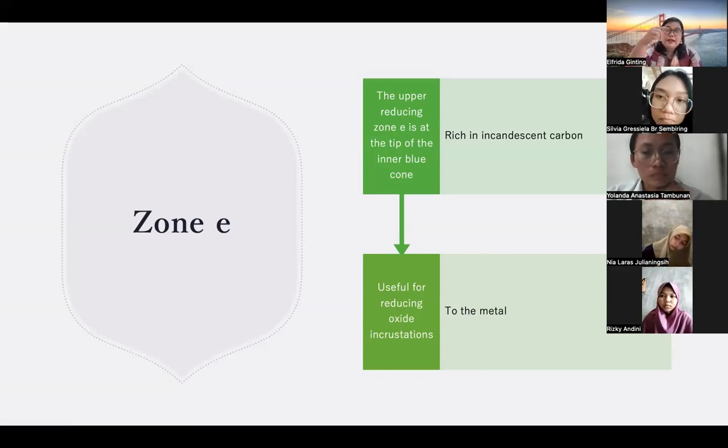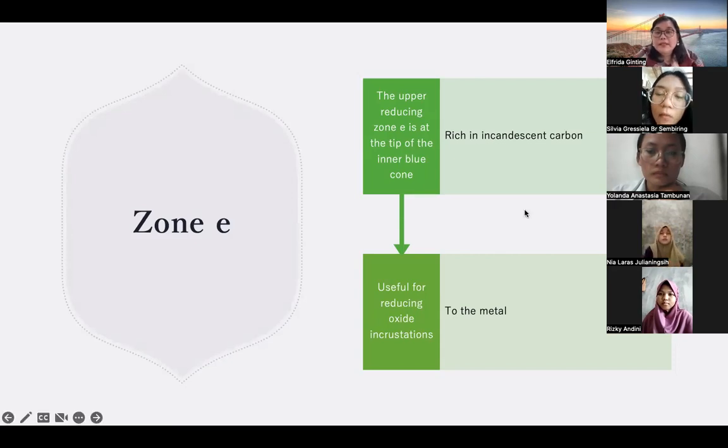Okay, so you can see that different regions in the Bunsen flame have different functions. The parts that are rich in oxygen, you can use to oxidize the material. But the part that has carbon, you can use to reduce your metal oxide into a metal, meaning you remove the crust on the metal.